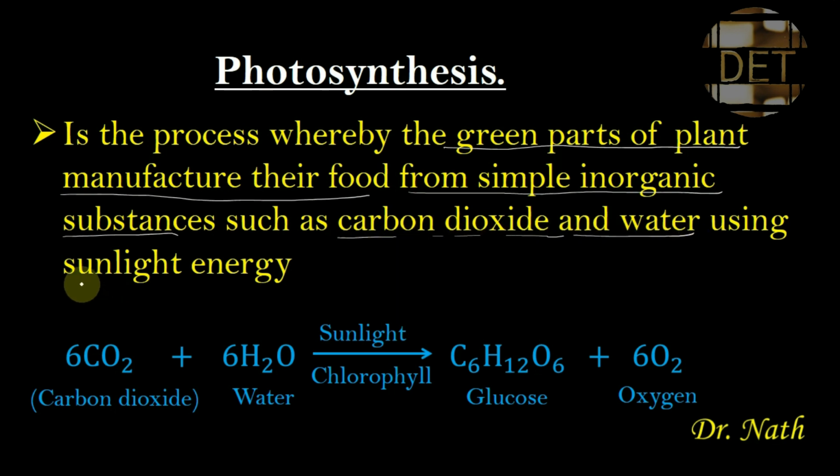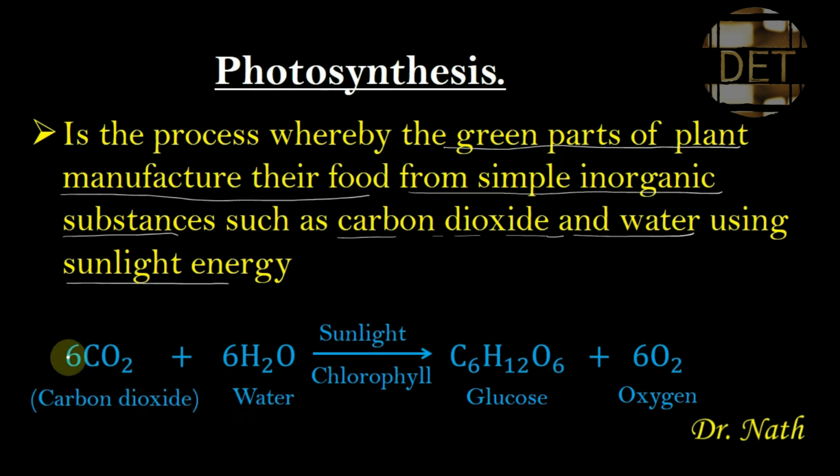And what do they use? They use sunlight energy. So these are the key words in this definition. It is the process whereby the green parts of plants manufacture their food from simple inorganic substances such as carbon dioxide and water using sunlight energy. So what we have here is an equation that represents photosynthesis.